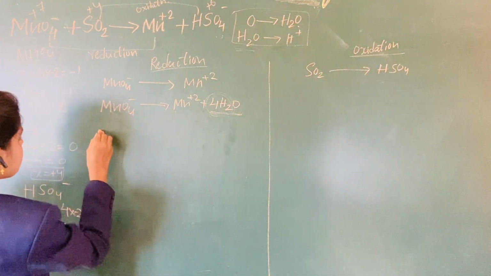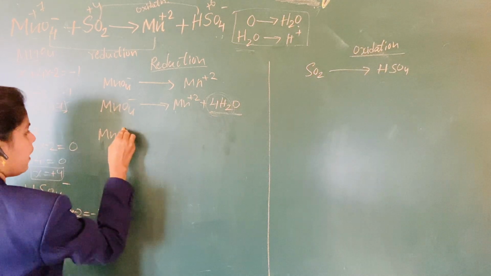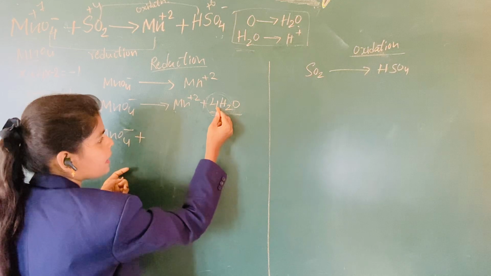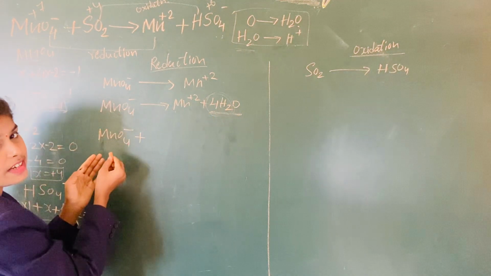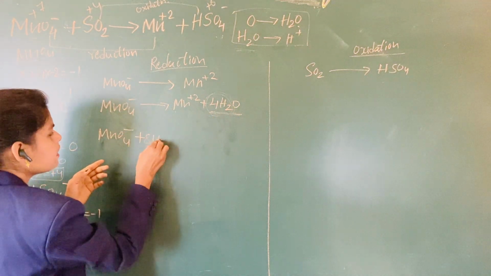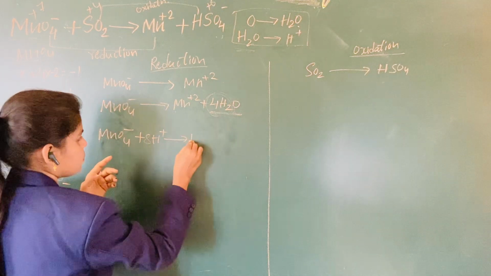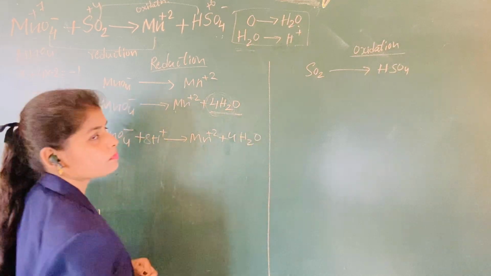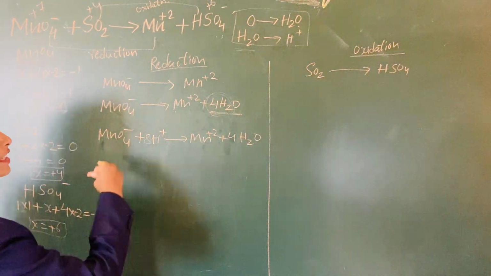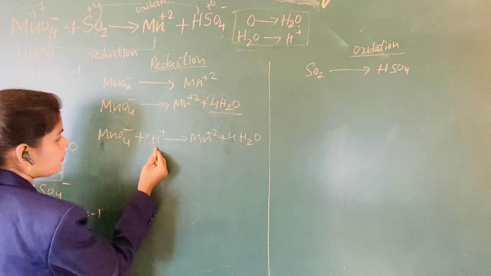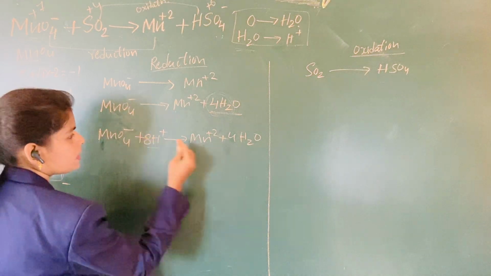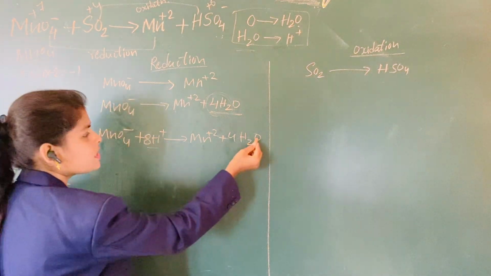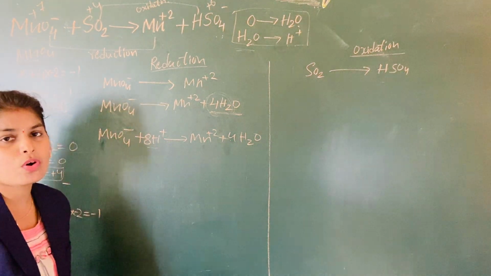So the equation becomes MnO4 minus. In the product side we have 8 hydrogens, but in the reactant side we don't. That's why I will add 8H plus, which gives rise to Mn 2 plus plus 4H2O. Now look, in the reactant and product side everything is equal. We have 8 hydrogens here, and in the product side also 8 hydrogens. We have 4 oxygens here, and here also 4 oxygens. So it is all balanced.